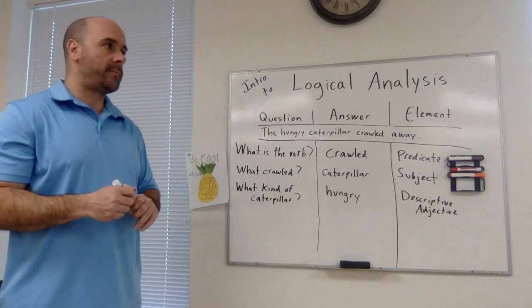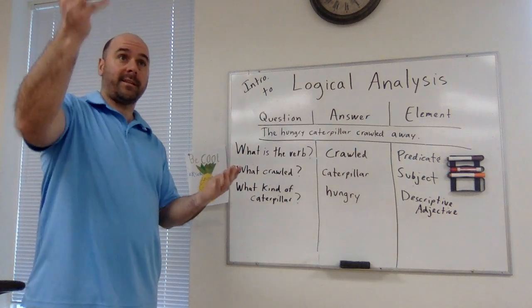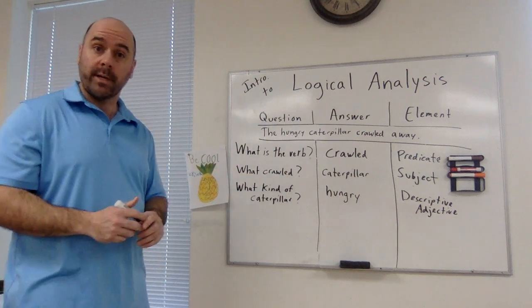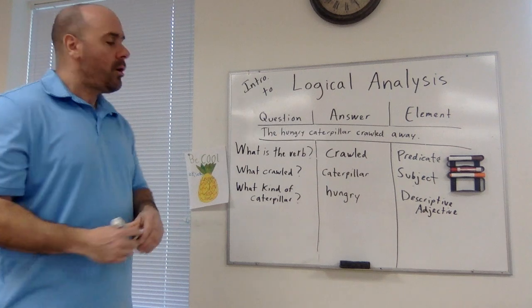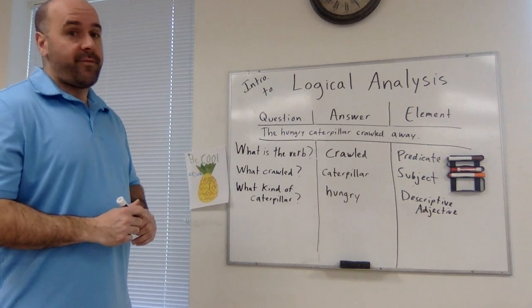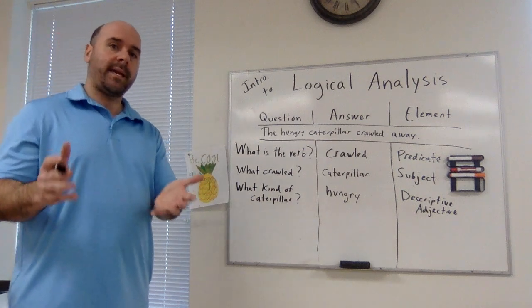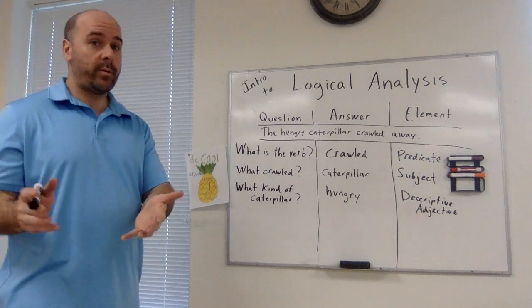Okay, looks like I'm looking at the Schoolhouse Rock. We got to unpack our adjectives. We're unpacking this adjective right here. Hungry. What kind of caterpillar? Hungry. Well, let's move on to a final question. We have one other question we need to ask of this sentence to fully analyze it logically. So do you know what that question is?